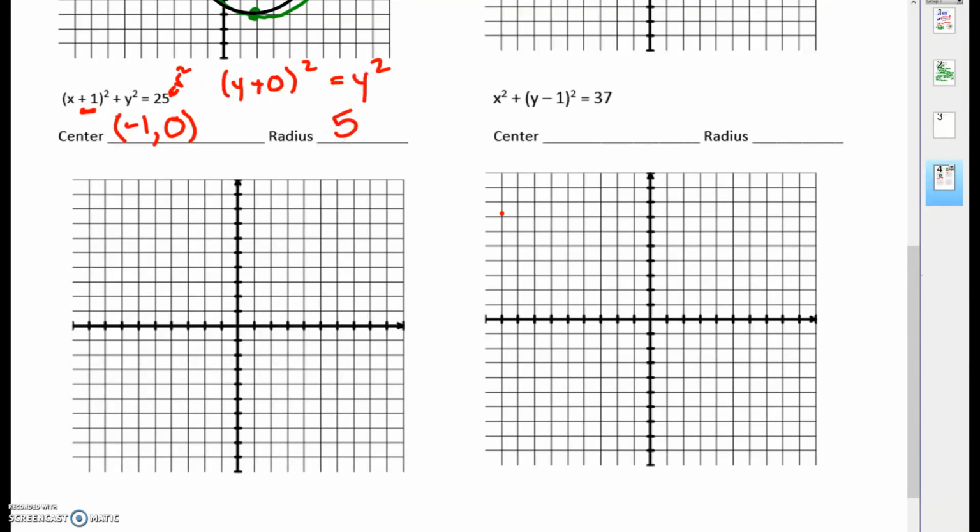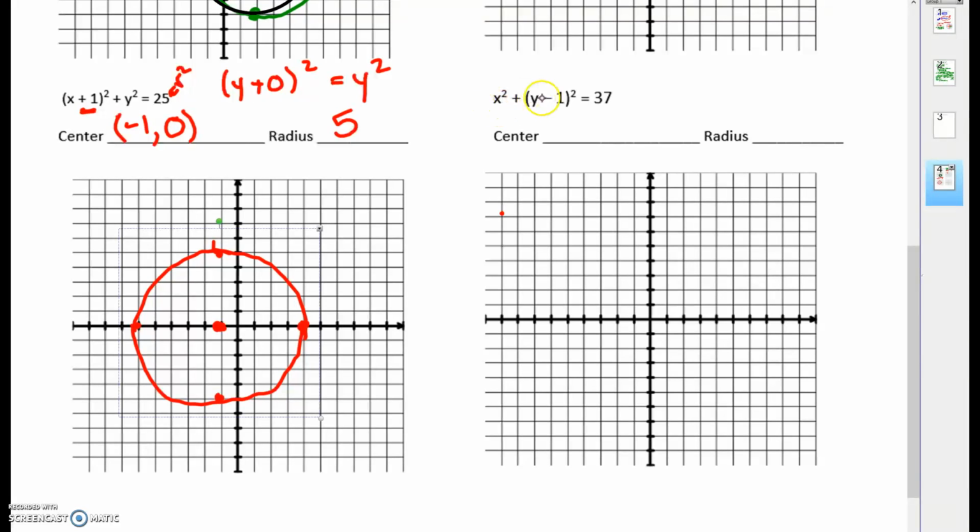So then we plot our center, (negative 1, 0), and we go out 5 in all 4 directions. 1, 2, 3, 4, 5, in each direction. And we connect these in the most circular way we can. I understand that we can't all, if you have a compass, you can use your compass to make this look nice. Clearly, I'm just freehanding, but it's okay. So there's my circle.